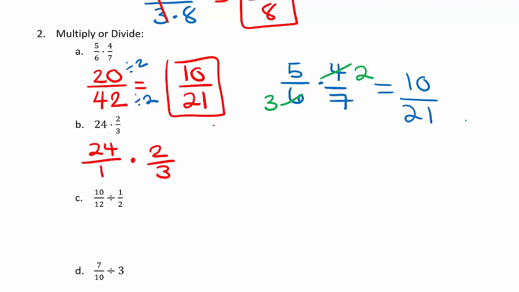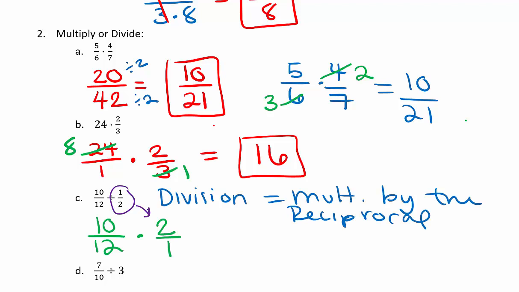It's the same process for example B, except I'm going to rewrite that 24 as 24 over 1. That really helps me see how to multiply straight across. Now, we can always cancel before we multiply, and I think I'm going to do that here because 24 is divisible by 3. 24 divided by 3 is 8. 3 divided by 3 is 1. So 8 times 2 is 16. 16 over 1 is just 16.